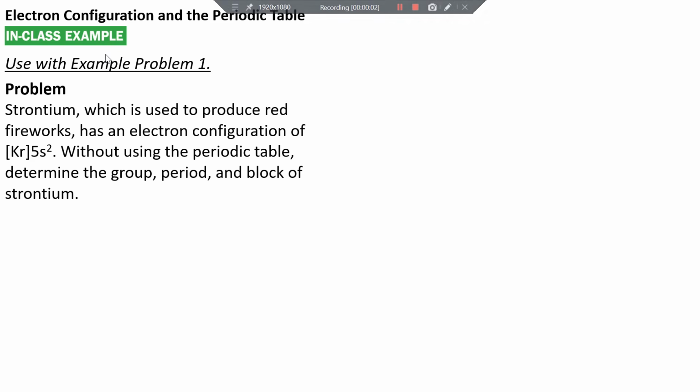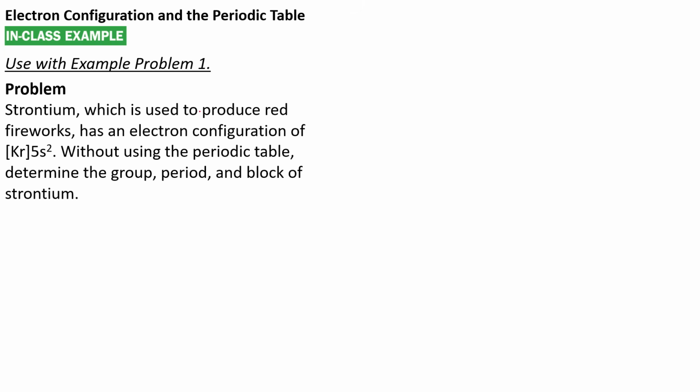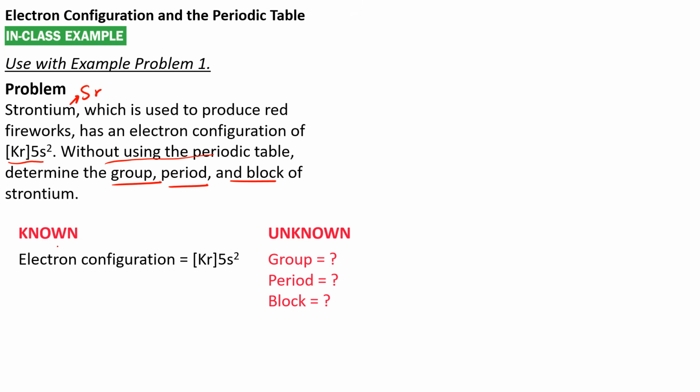Okay, so now let's use the noble gas notation to try and find the location of an element in the periodic table. So here it says strontium, which is used to produce red fireworks. It has the symbol Sr, and a noble gas notation of Kr 5s2. Without using the periodic table, determine the group, period, and block of strontium. So this is what's given to us, the electron configuration, and this is actually the noble gas notation, right? And they want the group, period, and block.